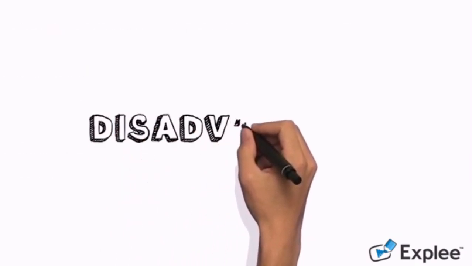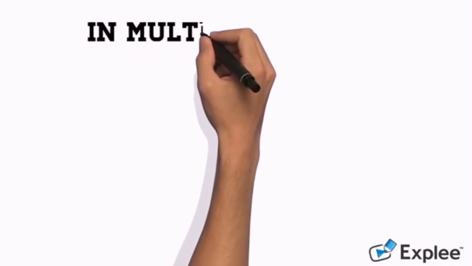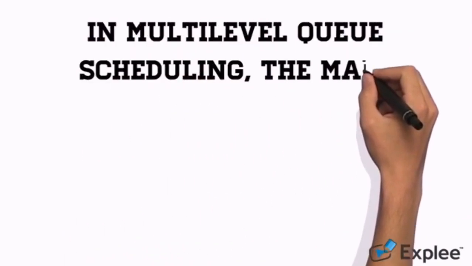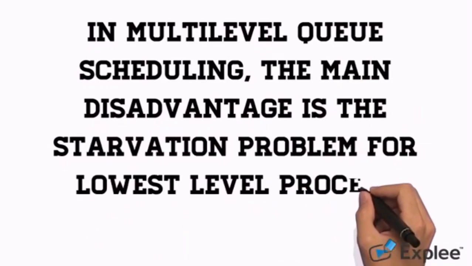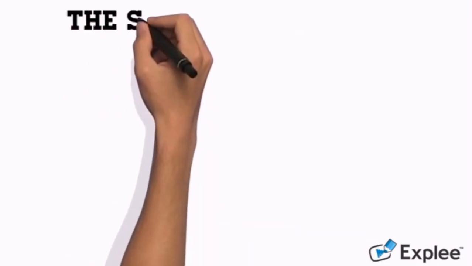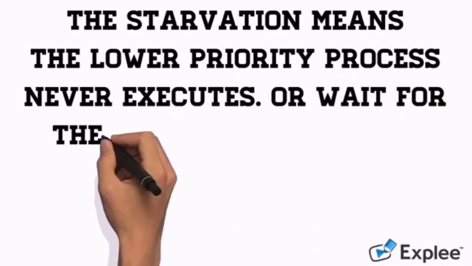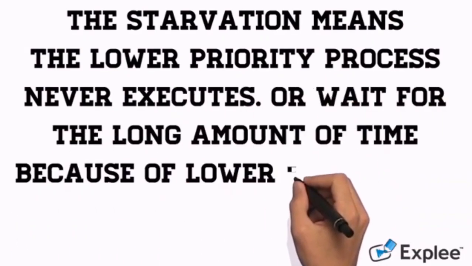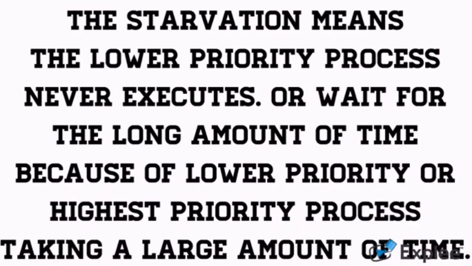What about the disadvantage of multi-level queue? In multi-level queue scheduling, the main disadvantage is the starvation problem for the lowest level process. The lowest priority process will wait for a long amount of time because the highest priority processes take a large amount of time.